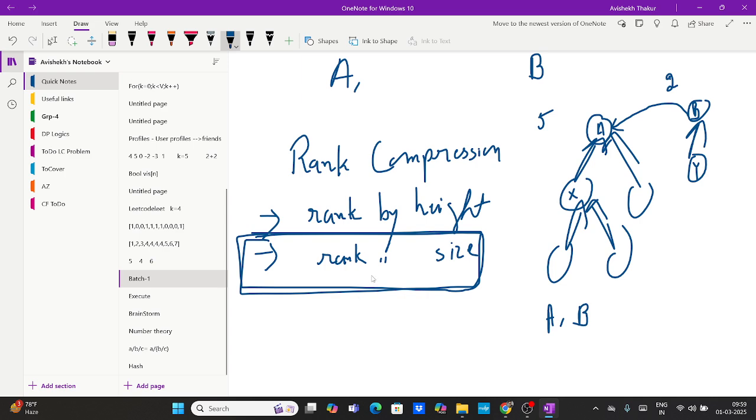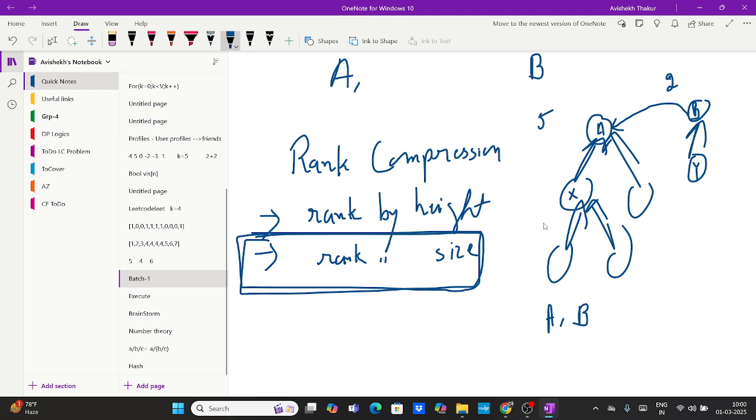So this is rank by size. Whoever has the larger size, connect the smaller one to it. As soon as you connect, can you see that now the parent of b is a? Initially the parent of a was a, the parent of b was b itself, but as soon as you connect b to a, the parent of b becomes a. Is rank by size clear?